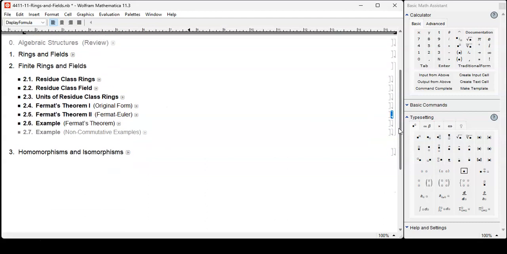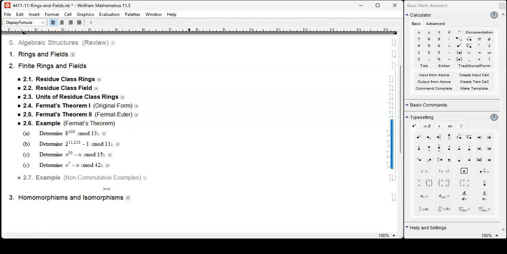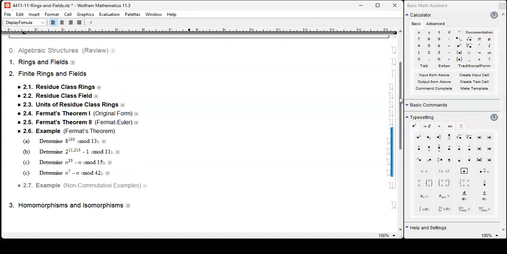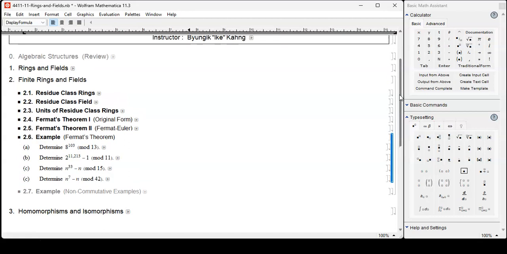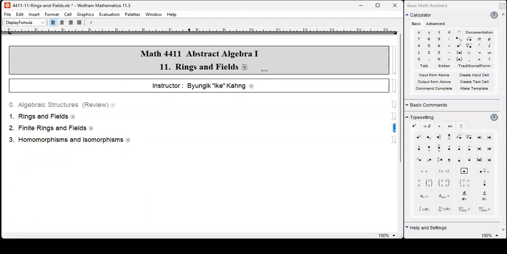Okay, we went through Fermat's theorem and its extension by Euler, and we have some example problems associated to those, but it looks like we won't have time to do any of those examples here. So let's stop here with just proofs, and then we're going to do the applications in a separate video. See you soon.